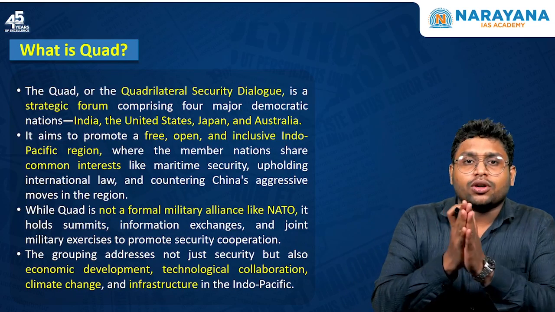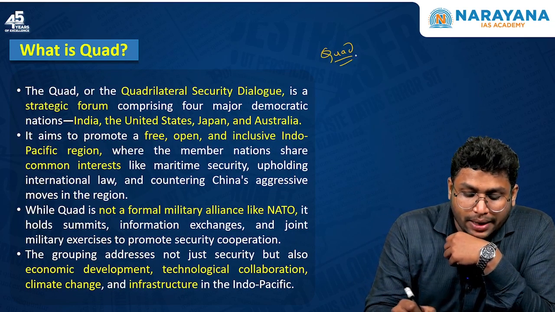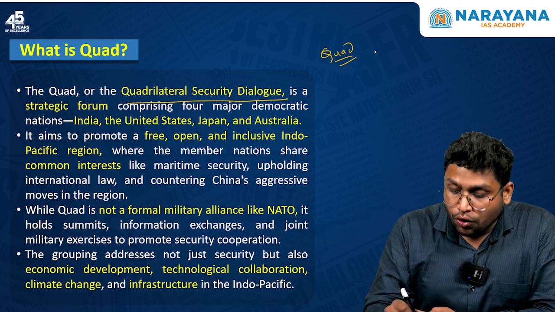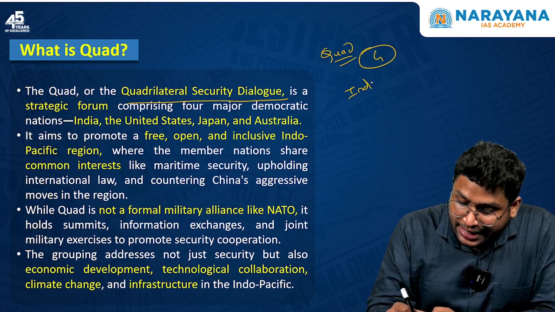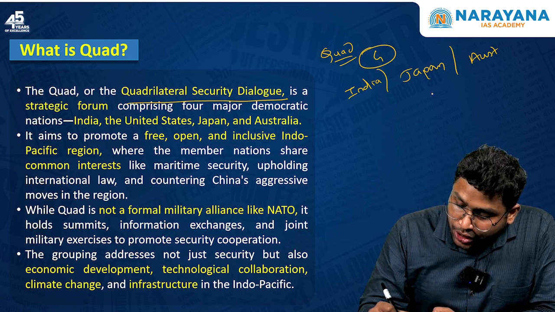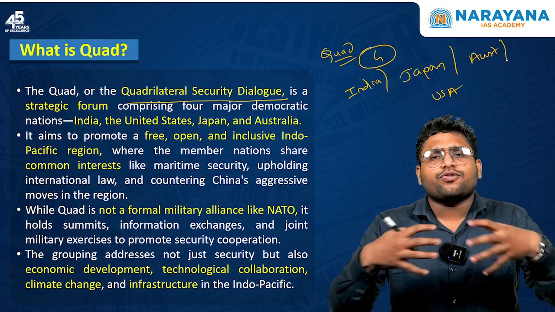Now what is the context, or what is exactly happening? When we say Quad, the long form is Quadrilateral Security Dialogue, and it is a group of 4 countries which includes India, Japan, Australia and United States of America. These 4 countries. But why did these 4 countries come together?